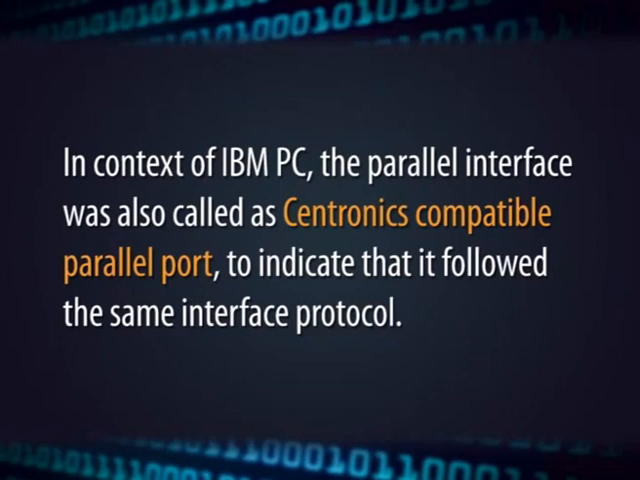In 1981, IBM preferred this interface as an alternative to the slower one bit at a time serial interface for connecting printers. In the context of the IBM PC, the parallel interface was also called the Centronics compatible parallel port, to indicate that it followed the same interface protocol. Under all names, it is still essentially a parallel interface.